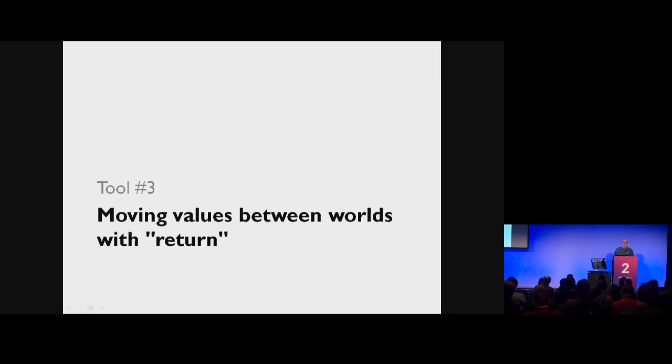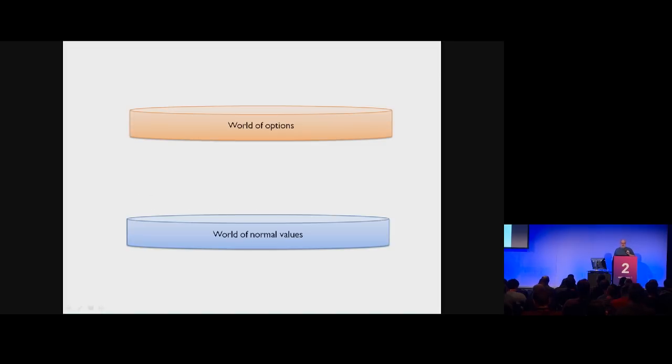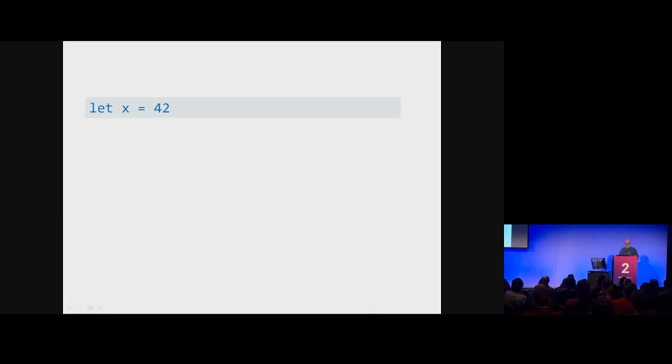So that's number two. What about number three? Well, this is a really simple one. We just talked about moving functions from one world to another. Let's talk about moving individual values like integers or strings. And that's called return. So here we have a normal value, and we want to make an optional int. We just use return. Here's a normal value, and we make an optional int. We're wrapping it in some.